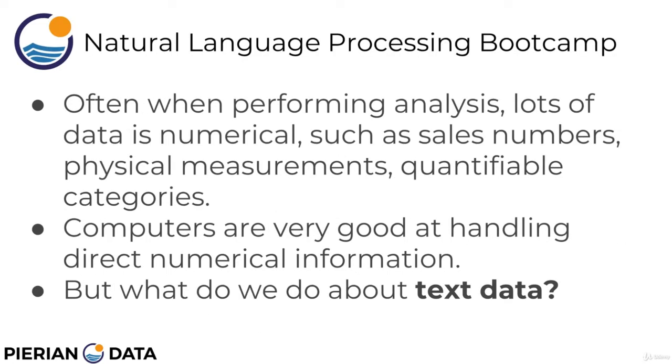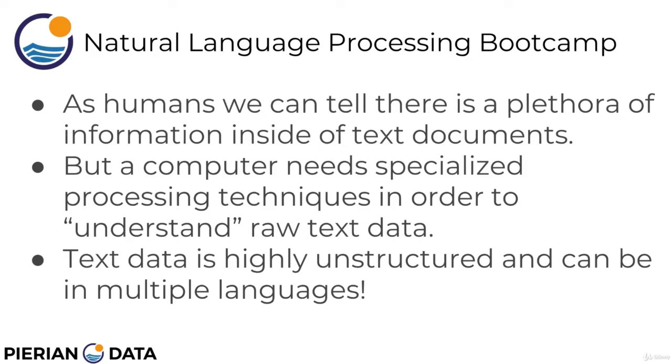Now, to put this in more simple terms, often when performing some sort of analysis, you usually have lots of data that's numerical, and that's really convenient. Things like sales numbers, physical measurements, quantifiable categories. And computers are already very good at handling direct numerical information. However, what do we do with computers about actual natural language data, that is, text data?